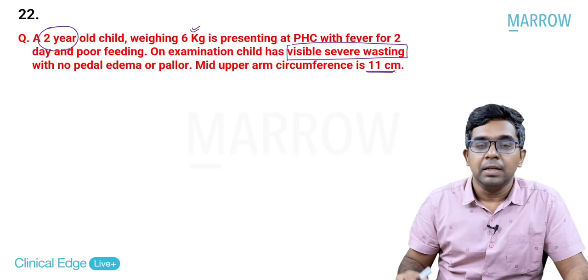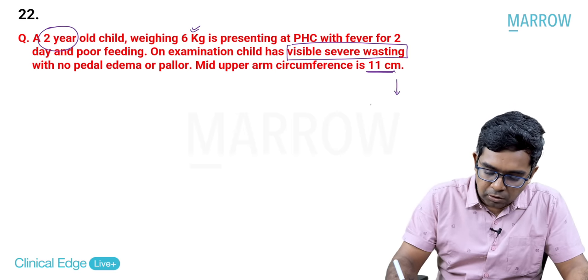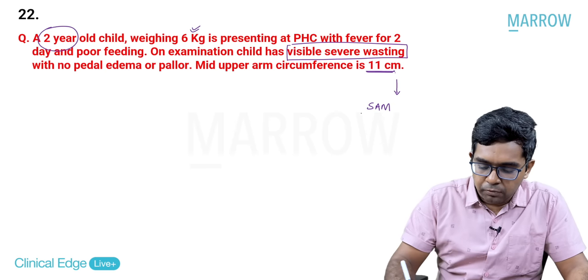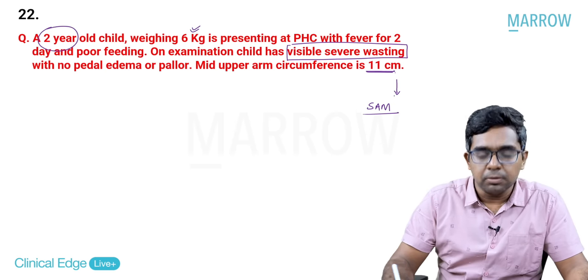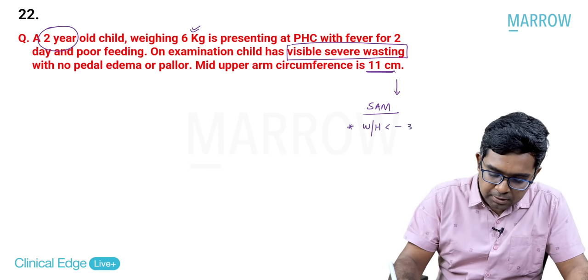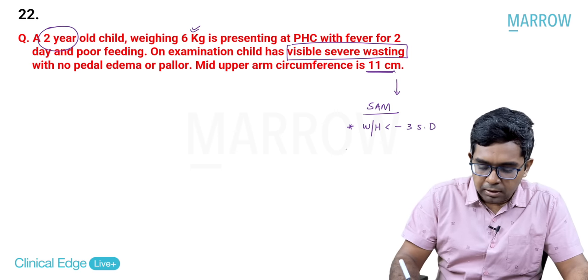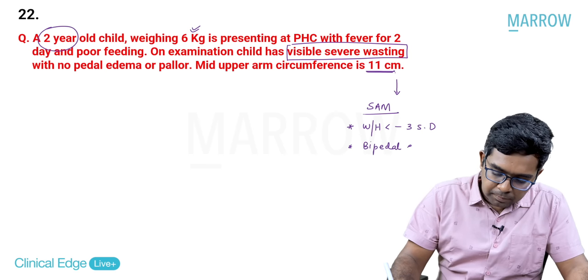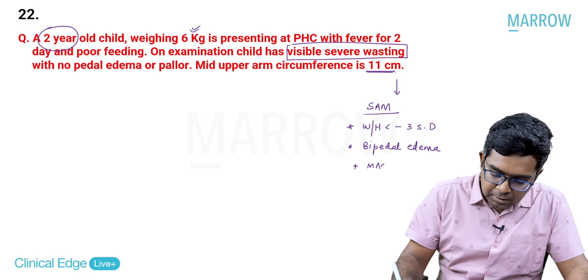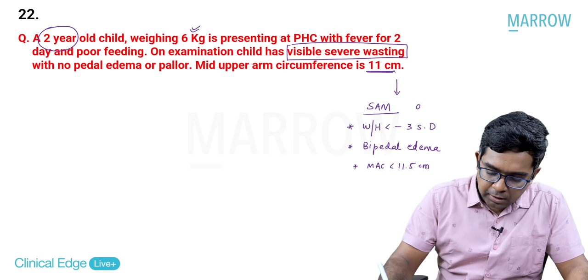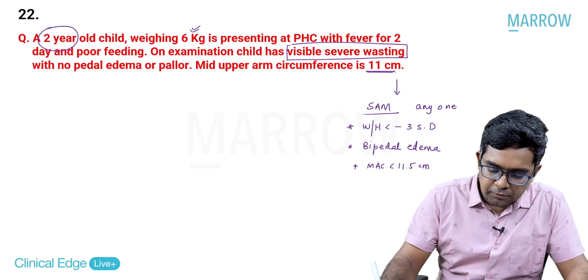What does this tell you? This is a diagnosis of SAM. What is that? Severe acute malnutrition. How do we typically define severe acute malnutrition? It is something like this: a child having a weight for height below minus 3 standard deviation. Next, presence of bipedal edema. And third is mid-arm circumference less than 11.5 centimeters. And any one of these is sufficient to make a diagnosis of SAM clinically.